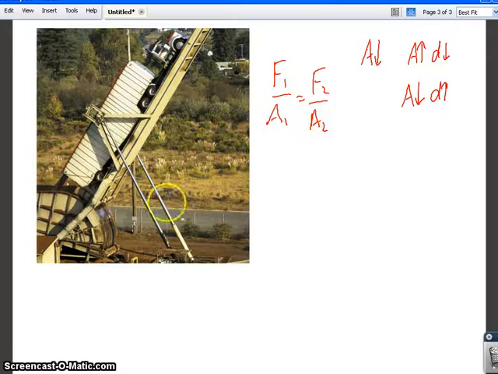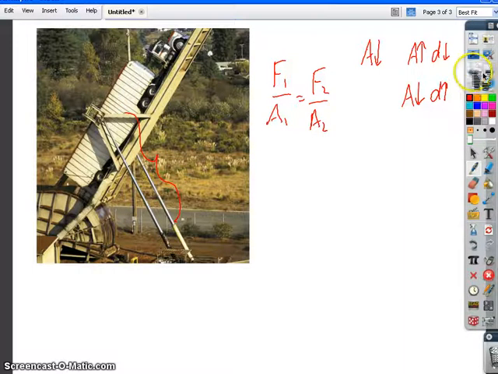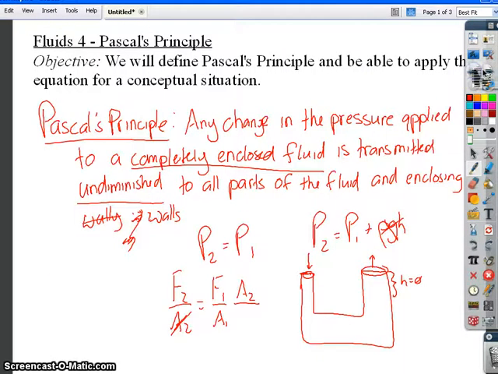And because in this situation, this has to travel a very large distance. So as you can see, this is Pascal's principle. Pressure travels undiminished to all parts throughout a fluid, including the outside walls.